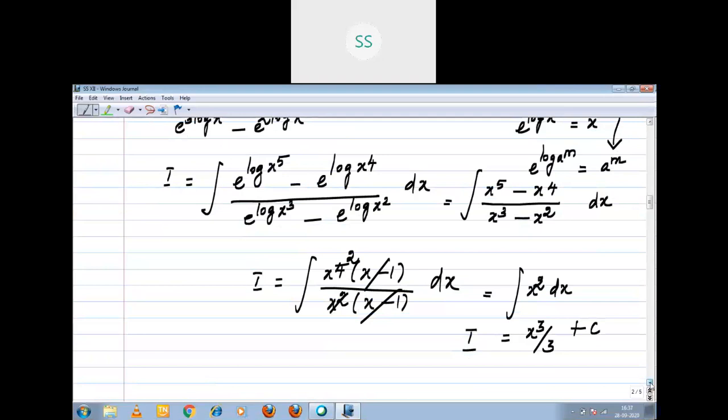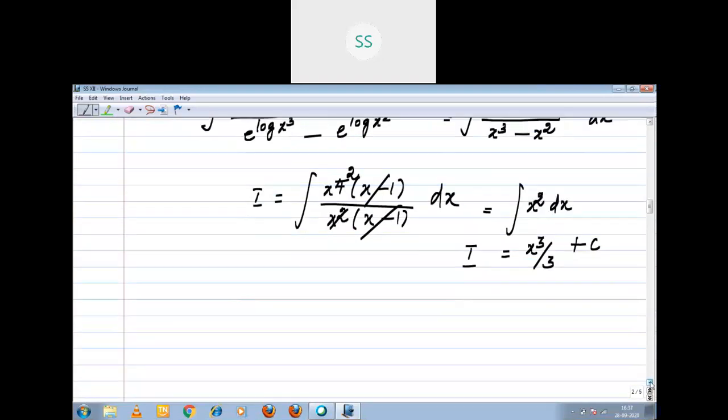Question number 9. Integral cos x divided by square root of 4 minus sin square x into dx. Here we cannot integrate directly. Here I am going to adopt substitution.